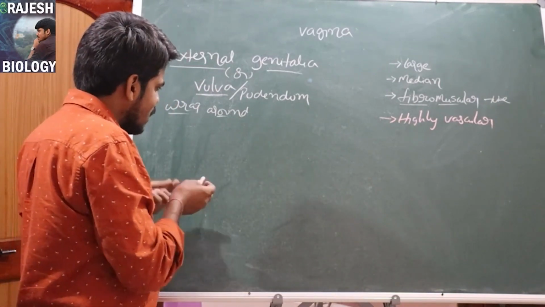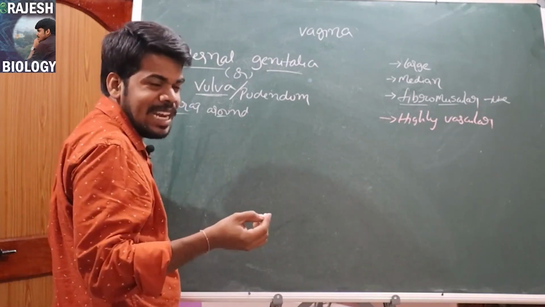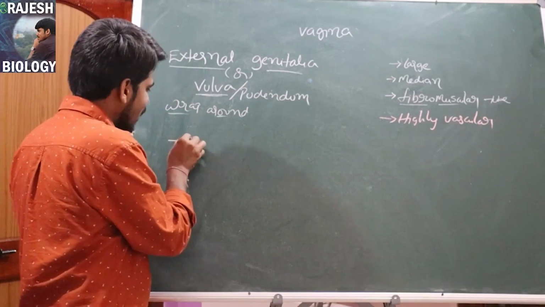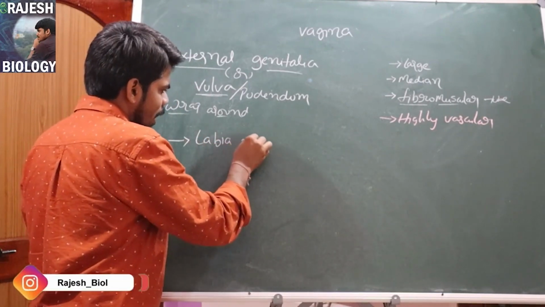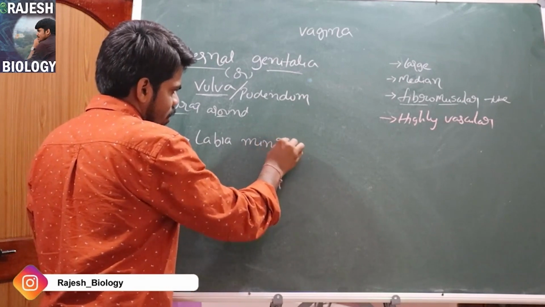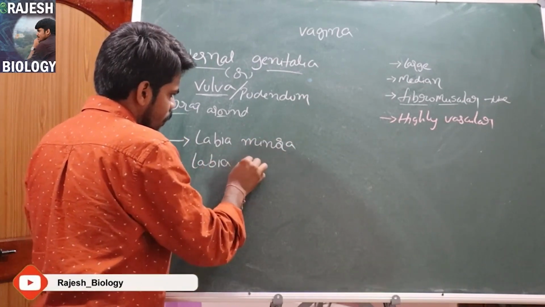So the space within the vulva contains, first I will discuss the labia first. It has labia minora and labia majora.